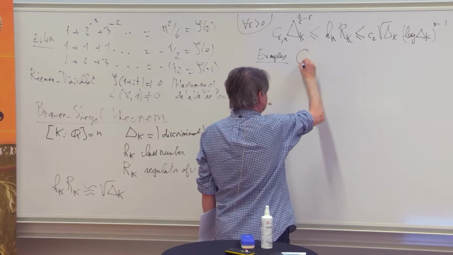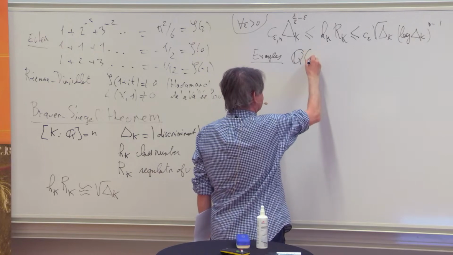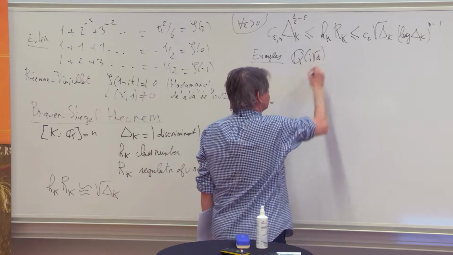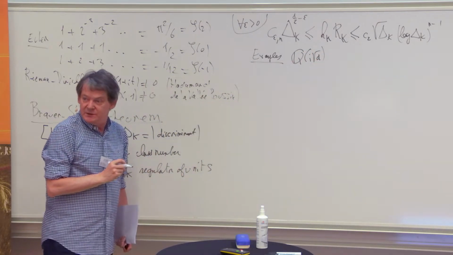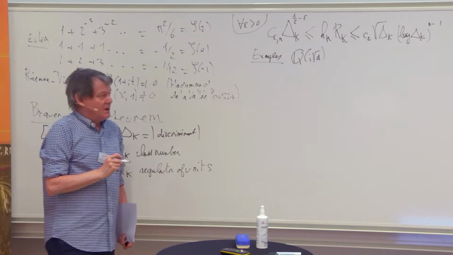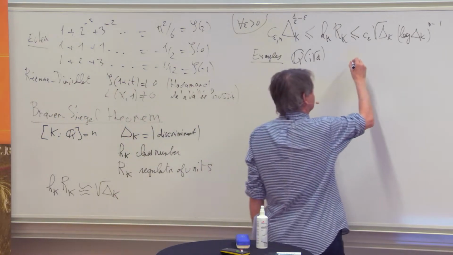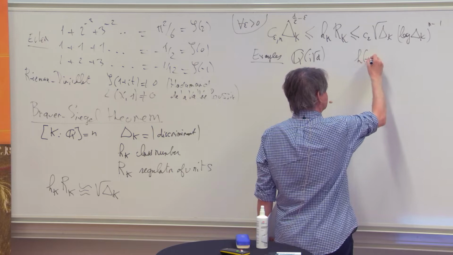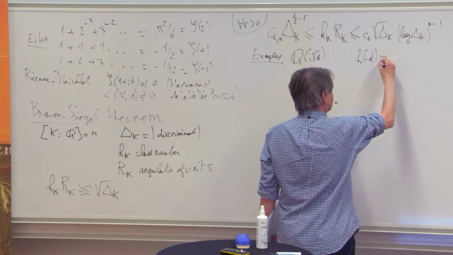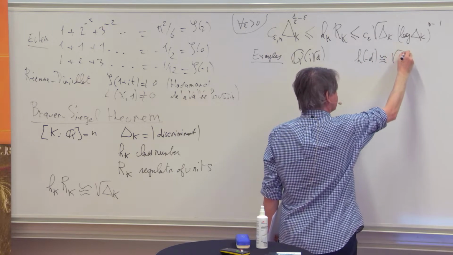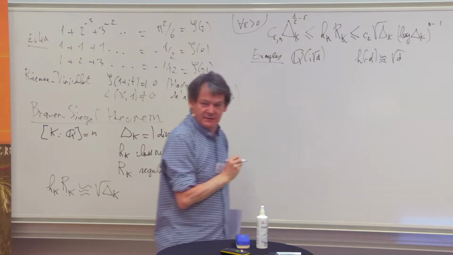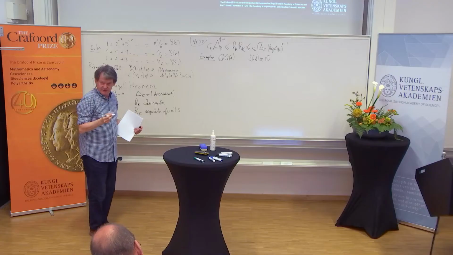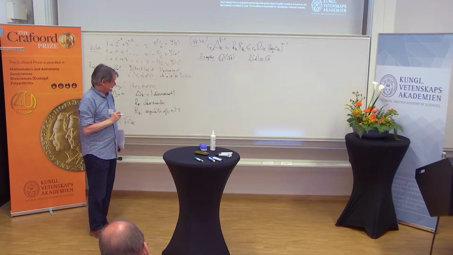If you look, that was the original problem, the problem of Gauss. If you look at imaginary quadratic fields, then it says that the class number behaves approximately like the square root of d. So in particular it tends to infinity, of course.